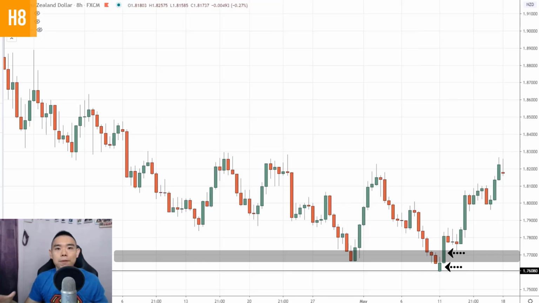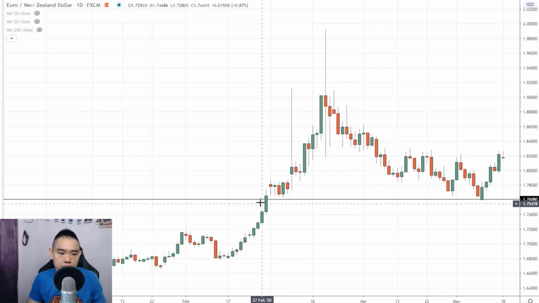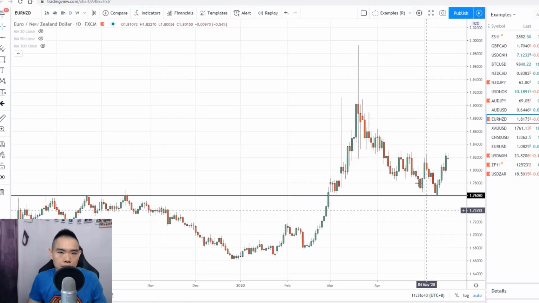And again, we are dealing with multiple concepts over here. Number one is the false break. Number two, we are dealing with the retest of a key price structure, which in this case is previous resistance that could act as support. Okay, so this is how it works.